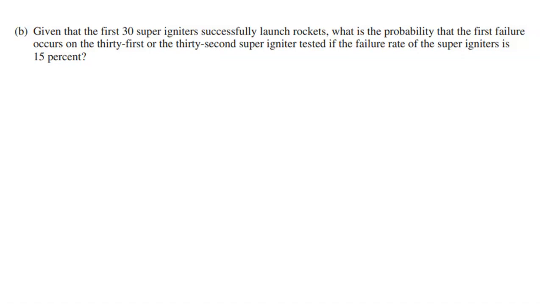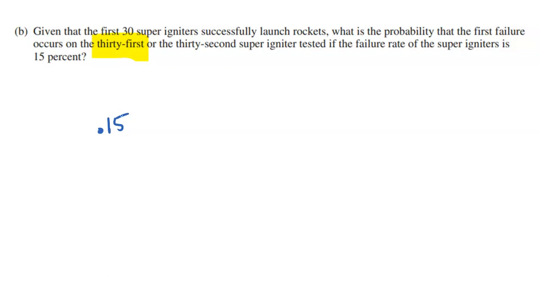What is the probability that the first failure occurs on the 31st or 32nd super igniter? All right, let's focus on the 31st. Now, I can't change the fact that the first 30 have all launched because it said that that was a given. So what's the probability that the 31st rocket that I set up fails? Well, 0.15. That's it. Again, they're independent.